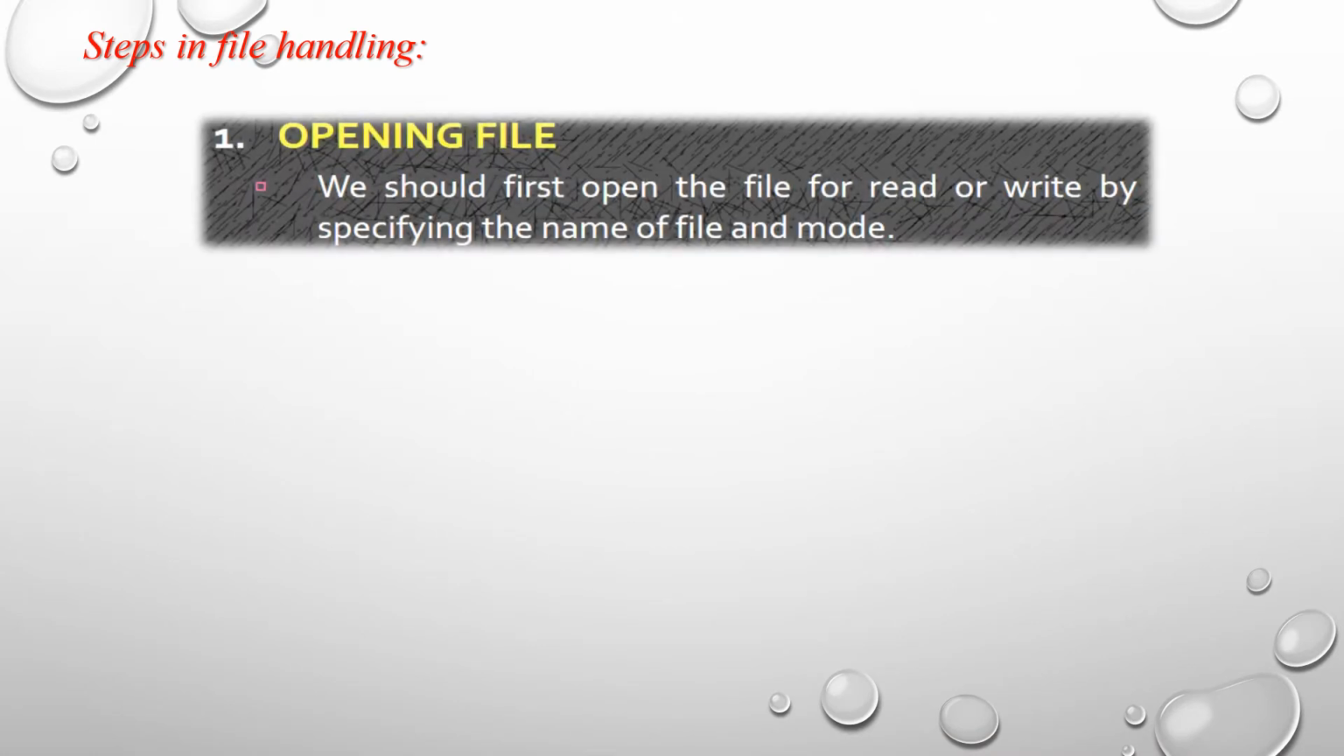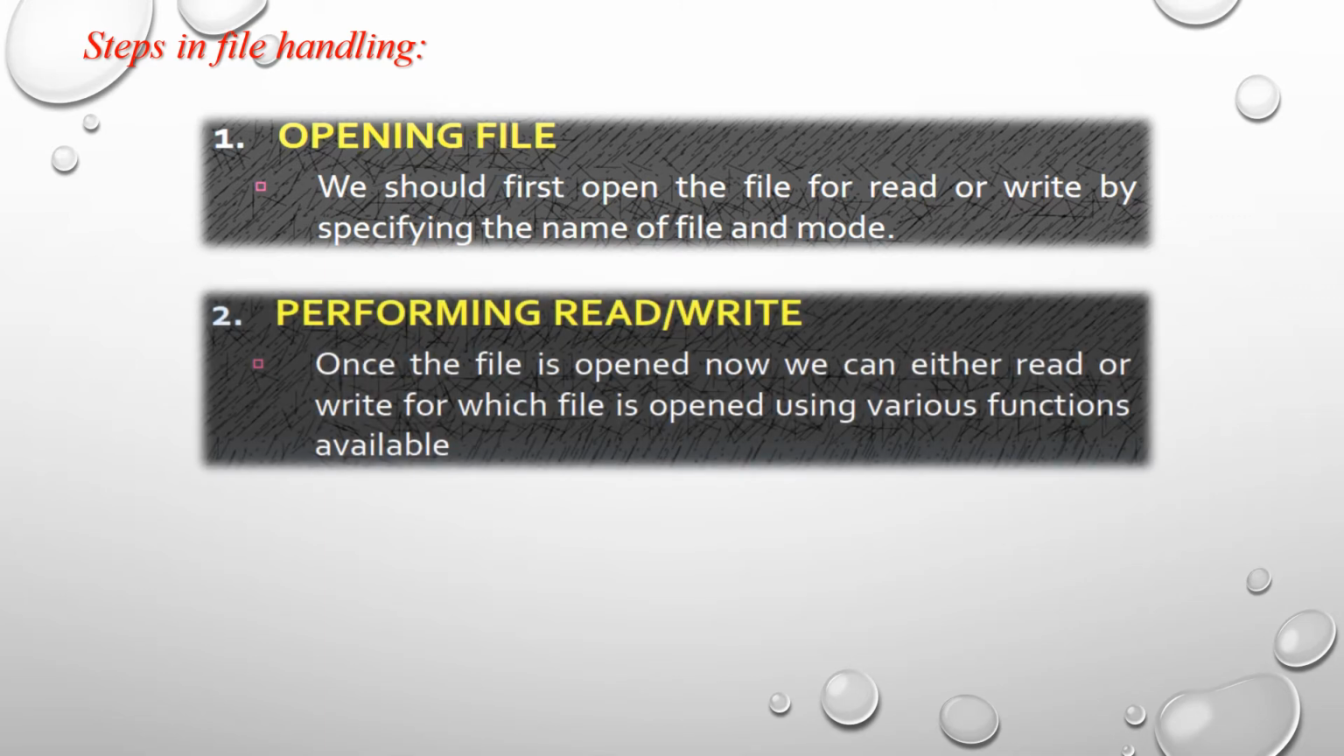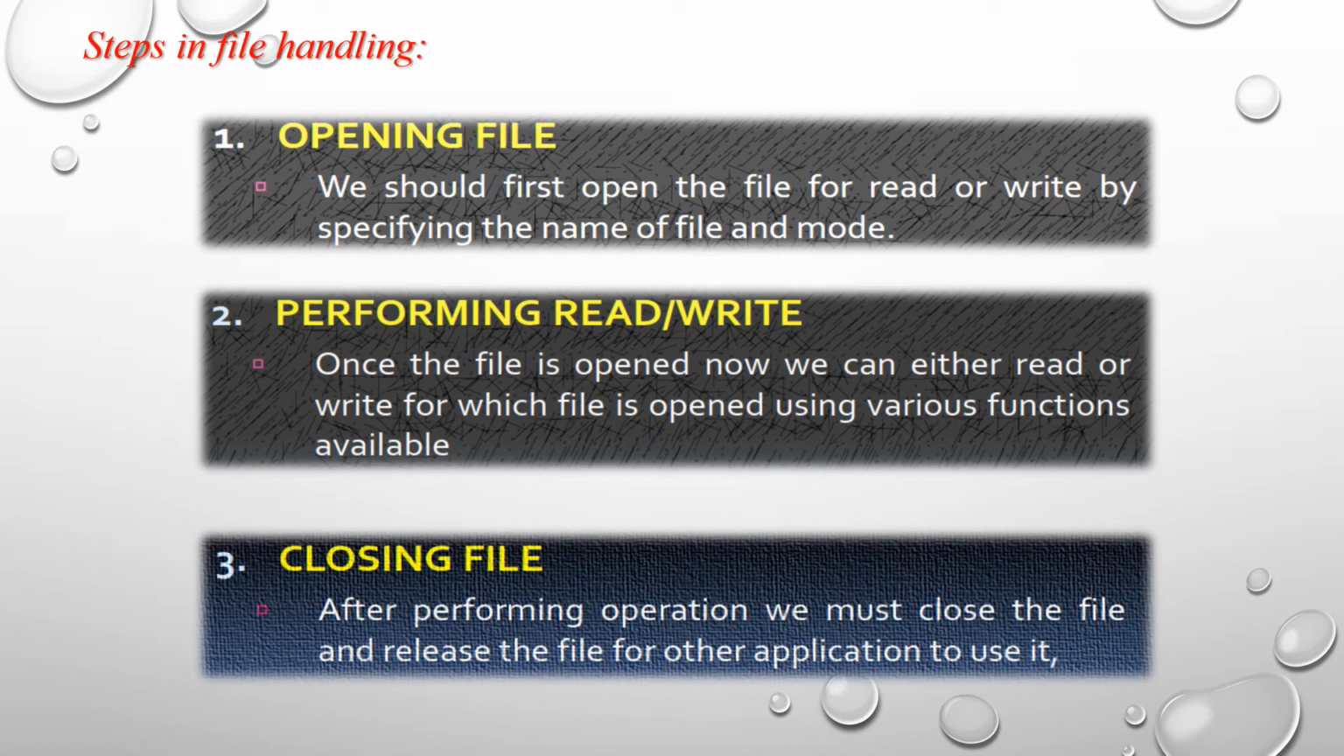In Python file handling, we have to follow some procedure. The first step is opening the file. We should first open the file for read or write by specifying the name of the file and the mode. The next step is performing read or write. Once the file is opened, we can either read or write using the various functions available. The next step is closing the file. After performing operations, we must close the file and release it for other applications to use. So these are the steps involved in Python file handling.